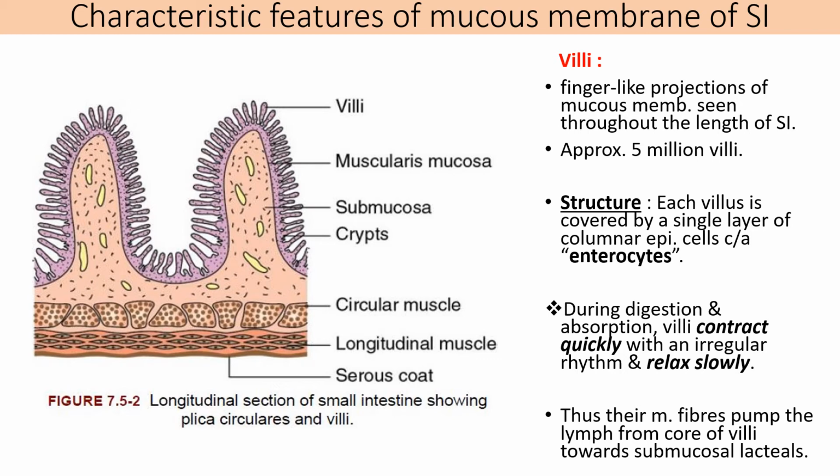During the process of digestion and absorption, these villi contract quickly in an irregular rhythm and relax slowly. Therefore, by this action, the villi act as a pump and pump the lymph towards the submucosal lacteals from the deeper core. This lymph comes in contact with the absorbed nutrients and causes effective absorption of the nutrients.